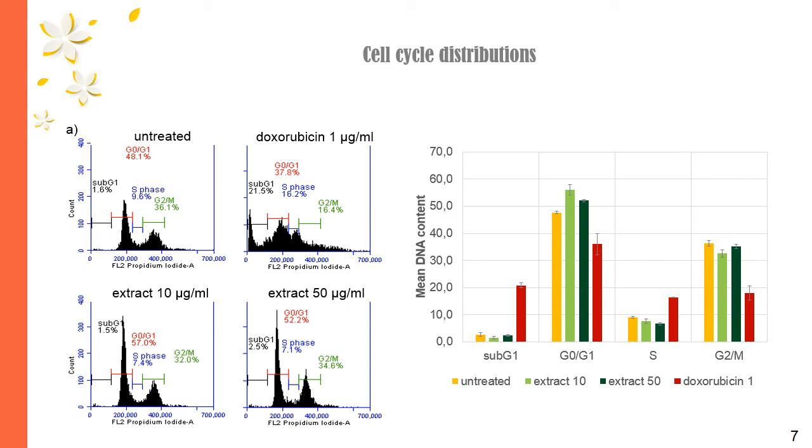Next, we determined the impact of the extract on Hep-G2 cell cycle progression using flow cytometry with propidium iodide staining. These graphs show that the extract at 10 and 50 microgram per milliliter induced G0/G1 cell cycle arrest with a proportional decrease in the S phase. Doxorubicin induced cell cycle arrest at the S phase with proportional reduction in G0/G1 and G2/M phase. Cell cycle arrest is one of the cancer cell responses to repair damage. Failure of this process will lead to cell death.